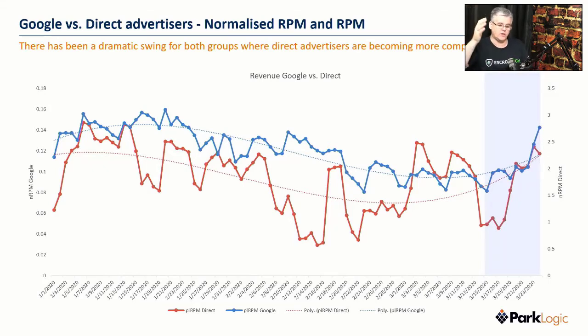And there's a huge upswing for the direct advertisers in the red. And Google's also just breaking out at the moment in an upswing. So to be quite blunt with you, at ParkLogic, we're doing literally record days at the moment. And it's just been amazing.